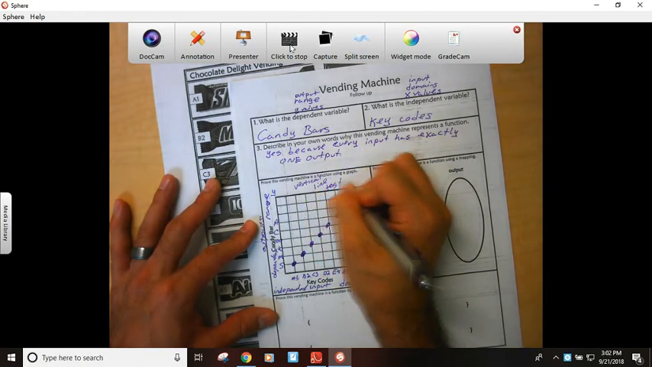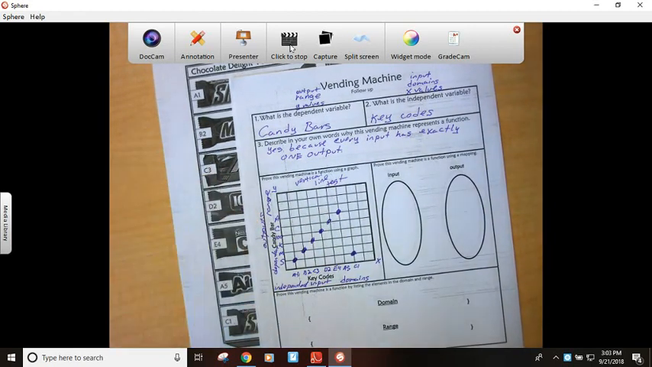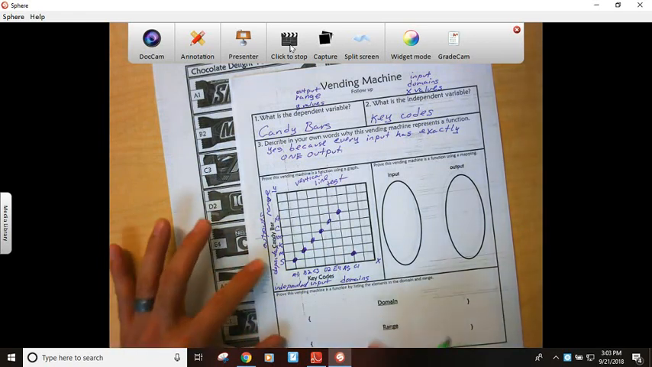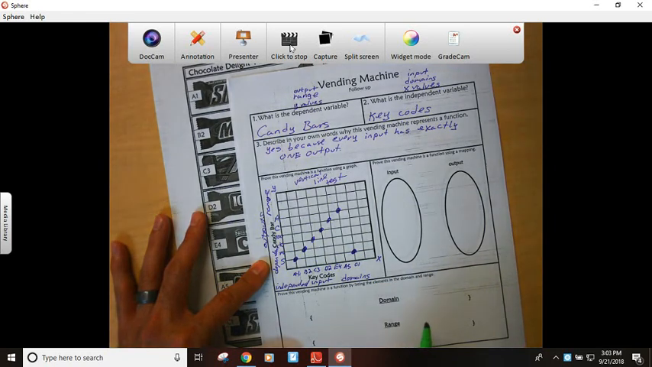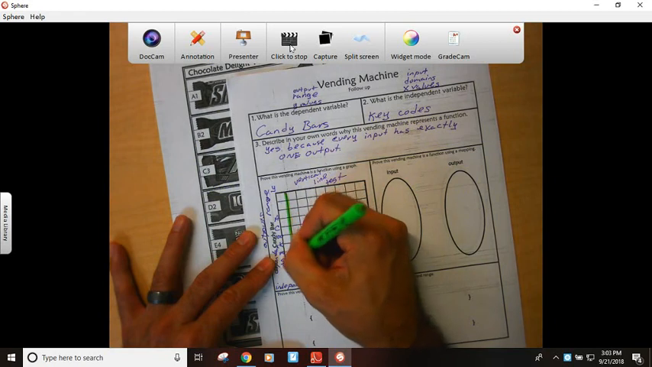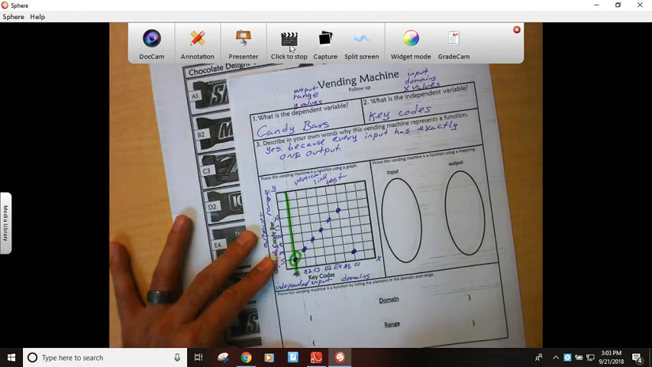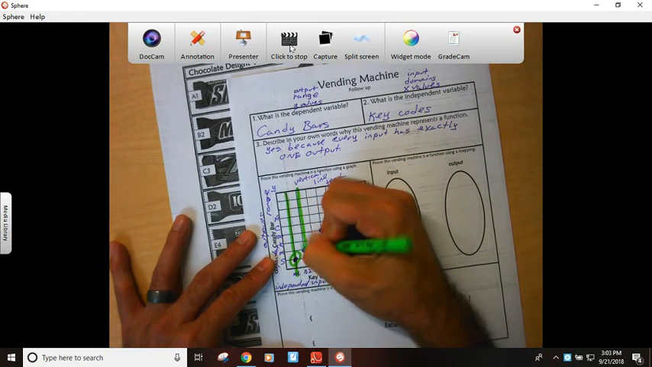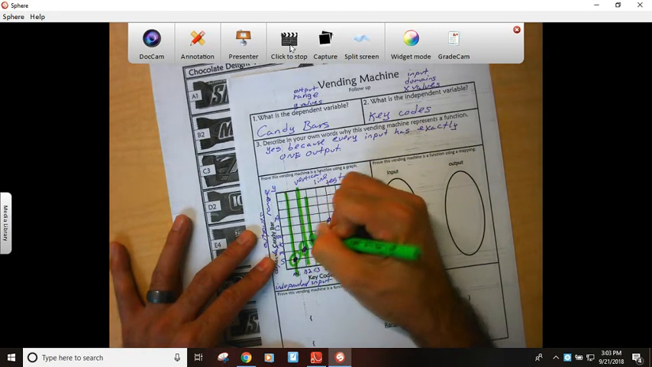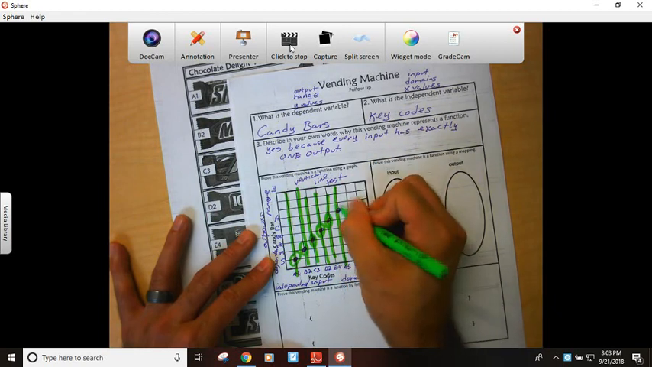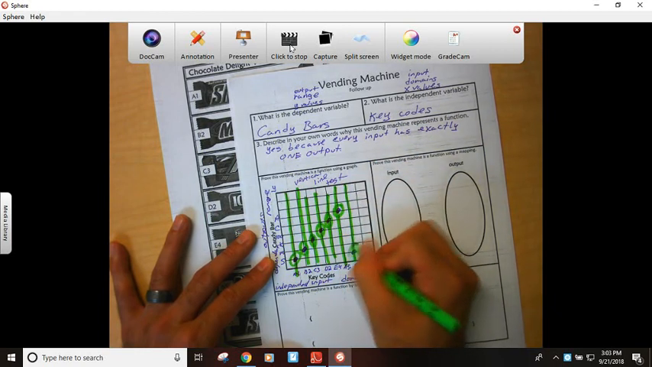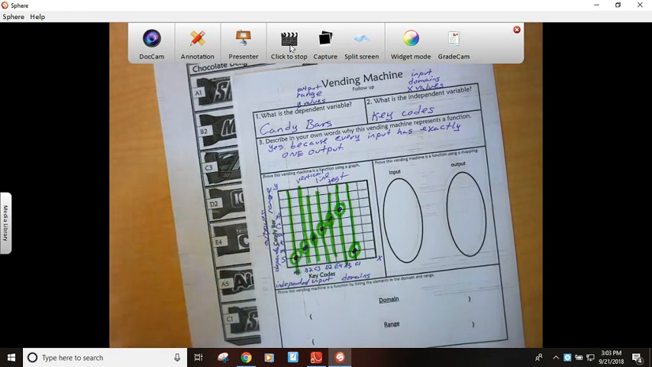Now, what the vertical line test does is if you draw a line vertically, straight up and down, and you hit your data once and only once throughout your graph, then it is a function. So if I draw a line straight through, I'm hitting my data one time and only one time only. So therefore, this graph is a function. I hit my data once every time.